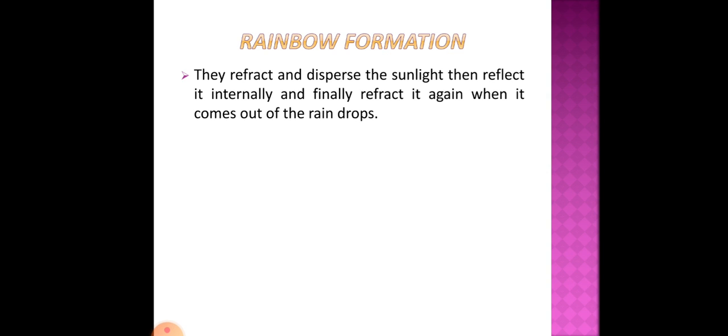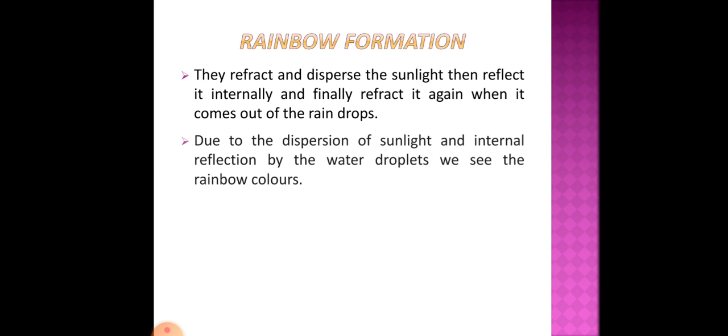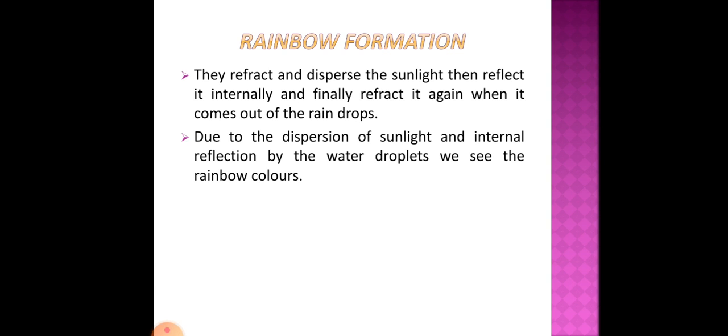So when it refracts, it also disperses the sunlight, and this dispersed sunlight is then reflected, not refracted, reflected internally and finally refracted again when it comes out of the raindrops. Okay, we will understand this in detail with the help of a diagram also. Don't worry about it. Now, due to dispersion of sunlight and internal reflection by the water droplets, we see the rainbow colors.